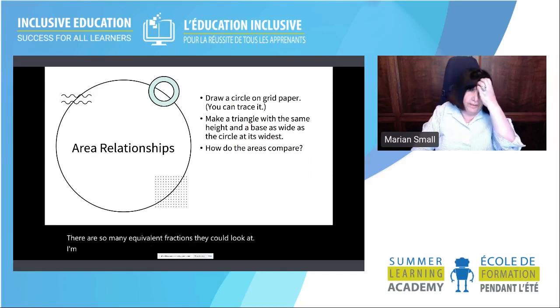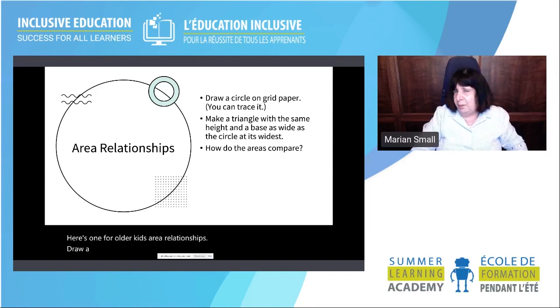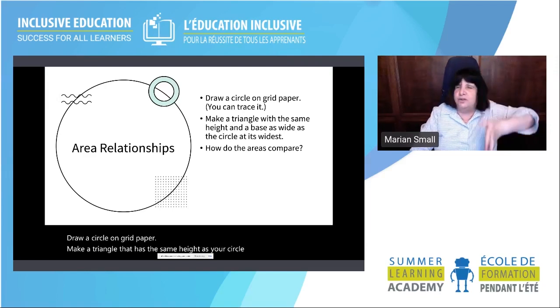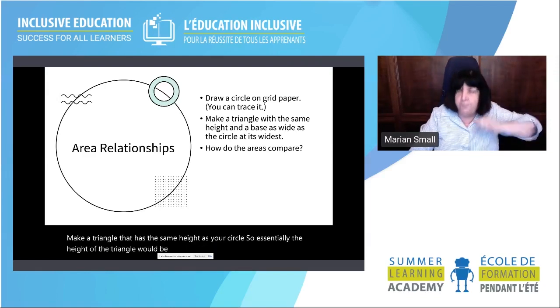Here's one for older kids, area relationships. Draw a circle on grid paper. Make a triangle that has the same height as your circle. So essentially the height of the triangle would be the diameter of the circle.